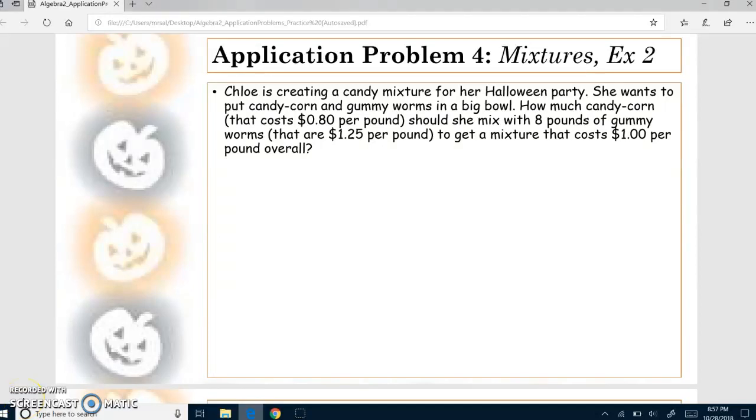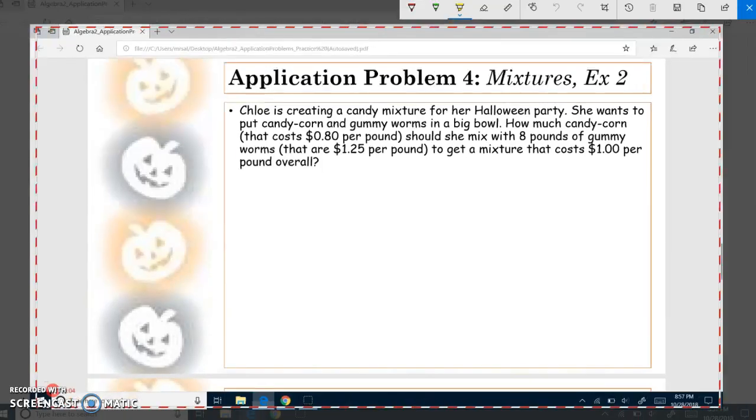All right, you guys, we have two more examples to get through for today where we're seeing different applications and how we can use our systems to solve the applications. So we just wrapped up an explanation on mixing together chemicals. So we're going to look at another mixture problem, but this time we're going to mix together candy.